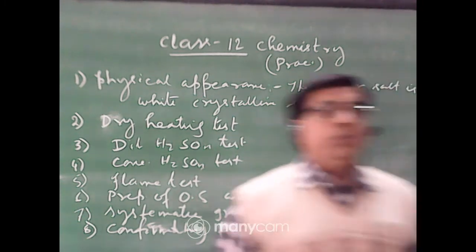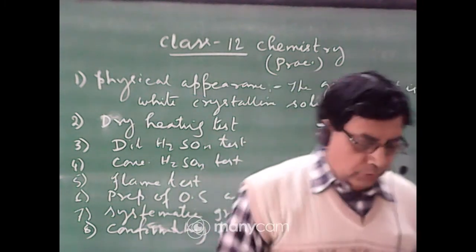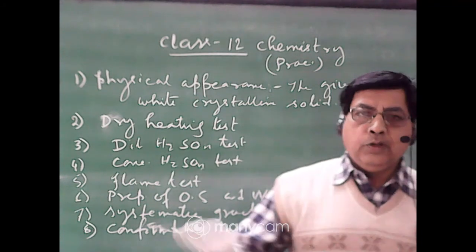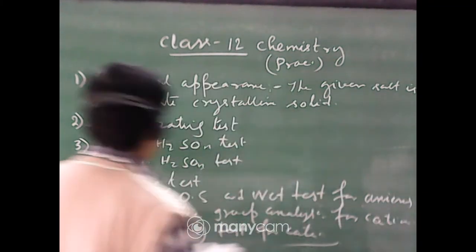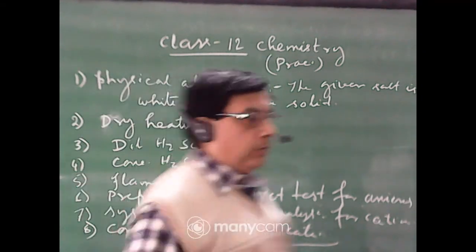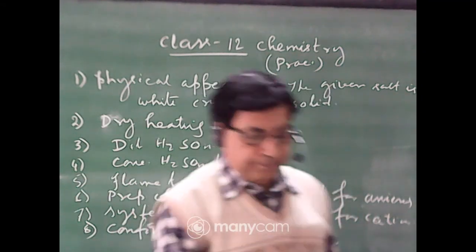Group analysis you must write in the tabular form. Don't write in the simple way. You must write the 3 columns, all the tests. All tests you must write in 3 columns: experiment, observation, inference. Okay.